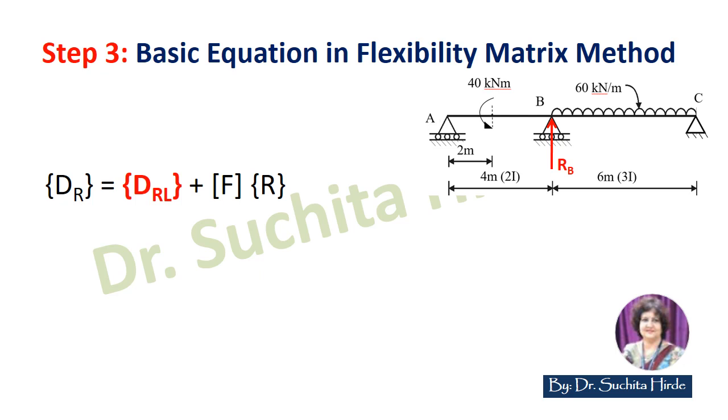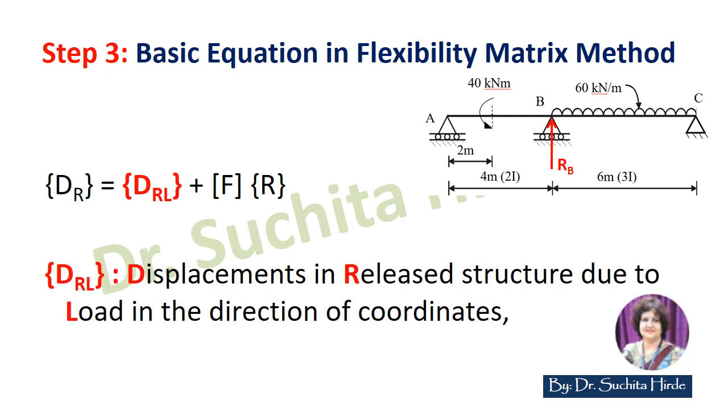Next term is DRL. DRL means displacement in release structure due to load in the direction of coordinate or in the direction of redundant reaction. Its size is also ds by 1, where ds is degree of static indeterminacy. So in our case it is 1 by 1.